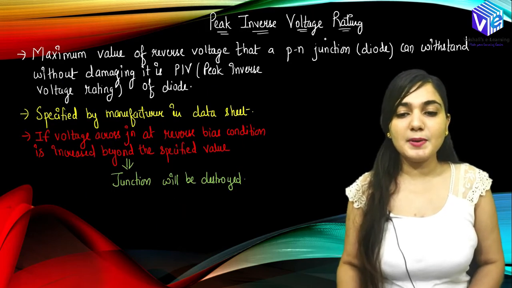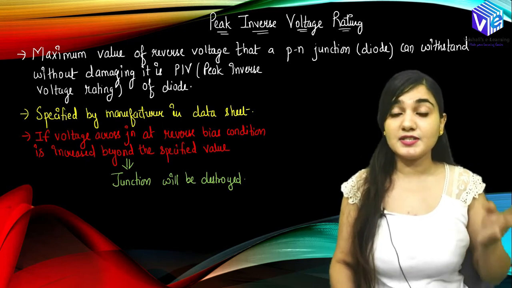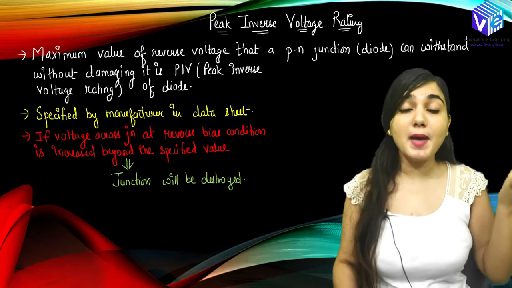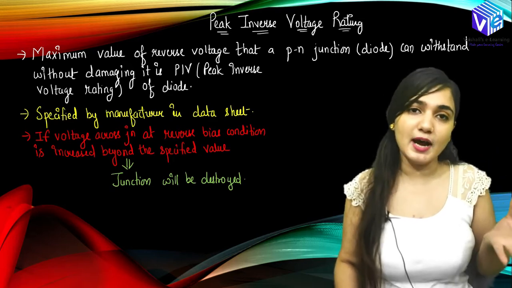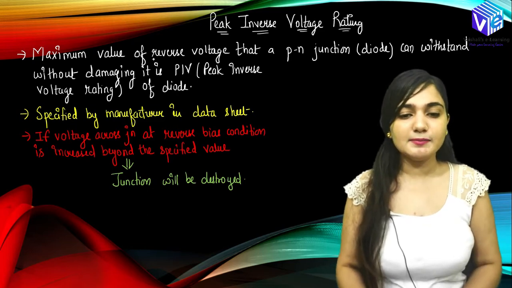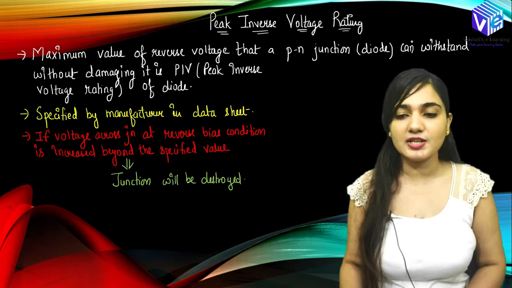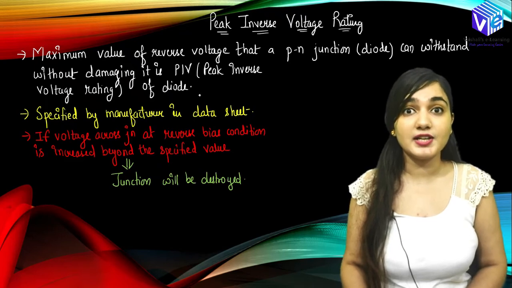So now coming to the peak inverse voltage rating. As the name suggests, we have the peak and the inverse voltage. How much maximum voltage in reverse bias can I use without damaging the diode? The maximum reverse-bias voltage that a PN junction can withstand without damaging it is the PIV, the peak inverse voltage rating of the diode.